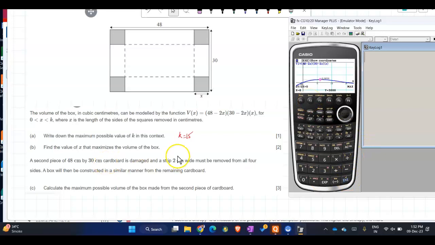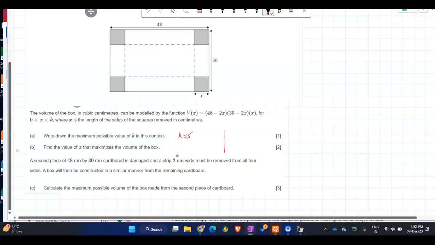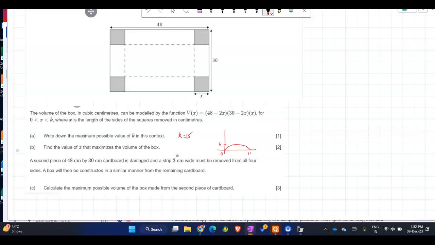So what you have to do in exams is sketch this graph. This graph you have to sketch, from 0 to 15 only, with the maximum at 6. Sorry, this is 6. So x is equal to 6 when the volume is maximum.